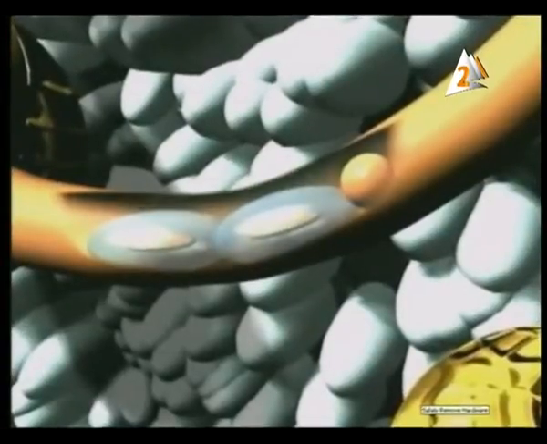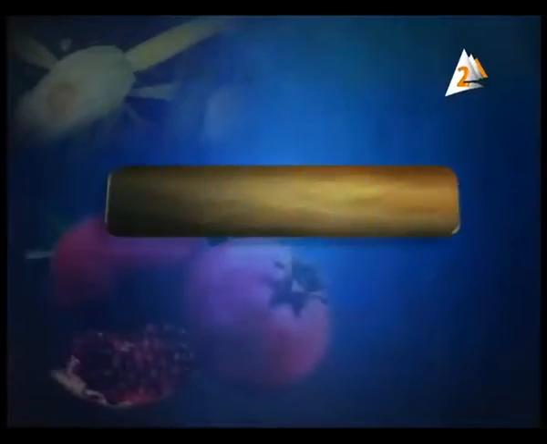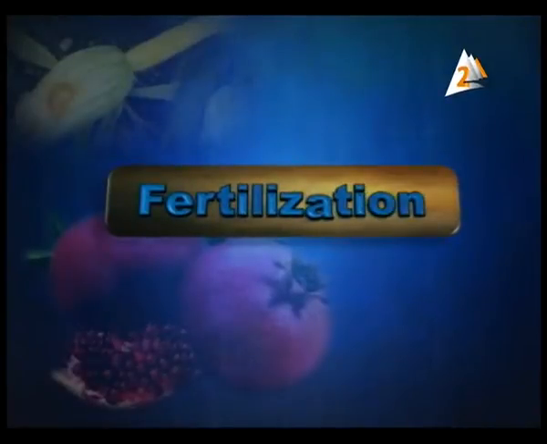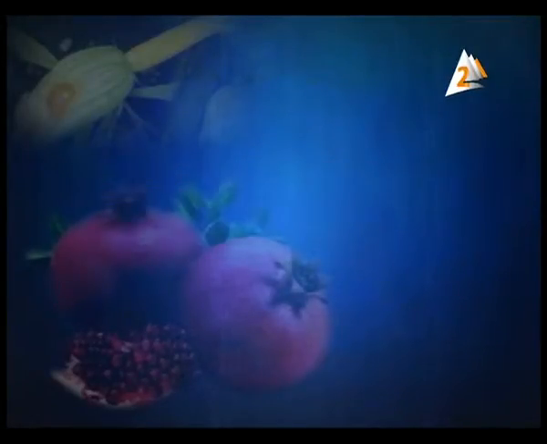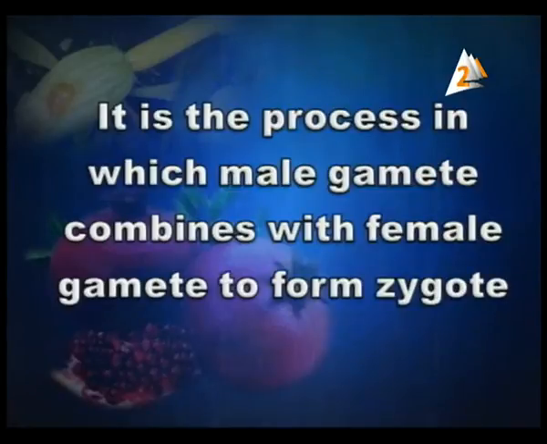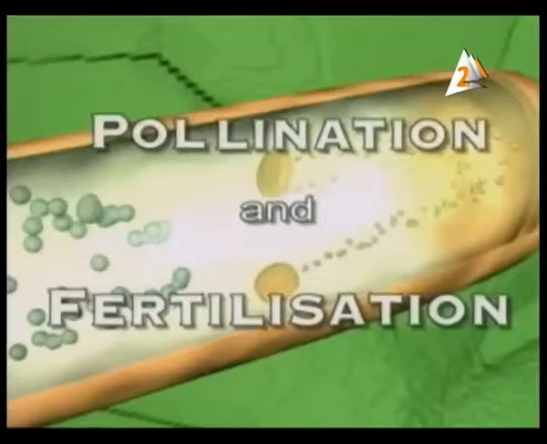The second step of pollination is fertilization. Now we are going to study the fertilization process. The fertilization process is a process in which the male gamete combines with the female gamete to form the zygote.